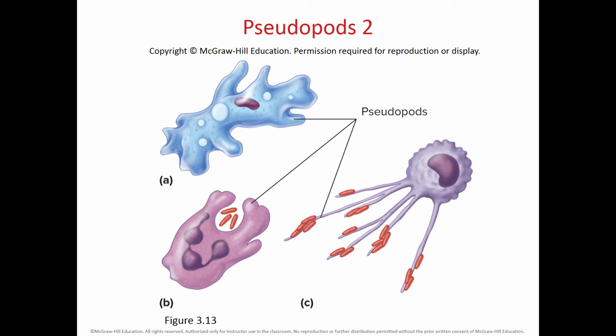So this figure shows you pseudopods in this cell trapping bacteria. And these pseudopods can be short or they can be long, as in this case.